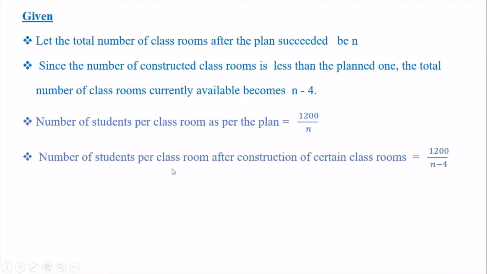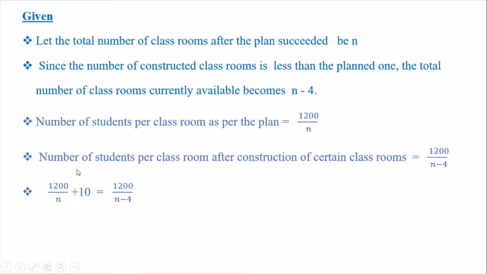The number of students per classroom after construction, as per this achievement, becomes total number of students available divided by total number of classrooms available. Therefore, we have determined that the number of classrooms available currently, because the plan didn't succeed, is n minus 4. So the ratio of students to classrooms has to be 1,200 divided by n minus 4.